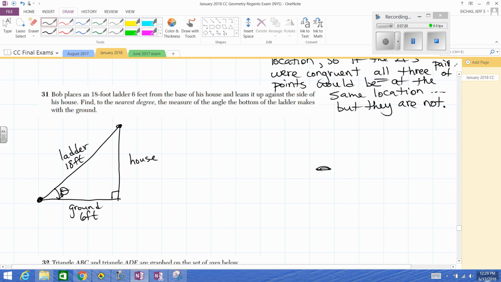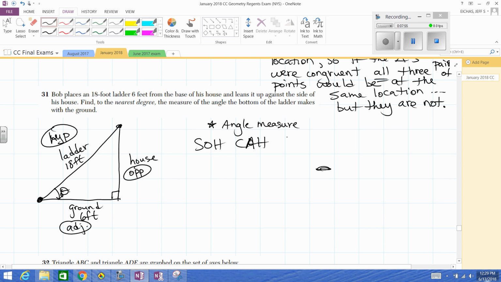I always call that theta. If they call it x degrees, that's fine. What we're after is the angle measure, and in this case, we're going to say it's theta. Now, relative to this theta, this leg is opposite, this leg is adjacent, and this leg is the hypotenuse. So if I was using my acronym, sine, cosine, tangent, I would use cosine, because adjacent over hypotenuse. So cosine of theta equals adjacent over hypotenuse.